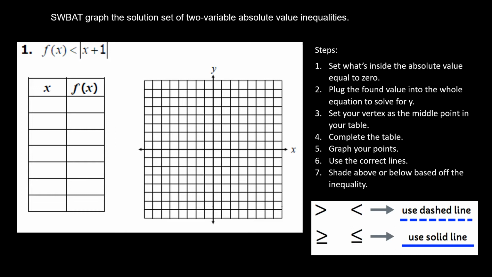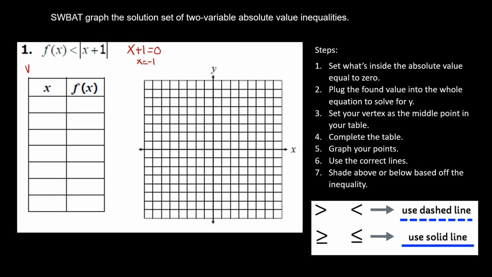I've got a set of 7 steps here, and some of these should look very familiar as we've already done some of these when we were graphing just absolute value equations. So first step, we want to find the vertex. To do that, you're going to set what's inside the absolute value equal to 0. Let's take what's inside the absolute value, which is x plus 1, and set that equal to 0, and solve that. And we end up getting that x equals -1.